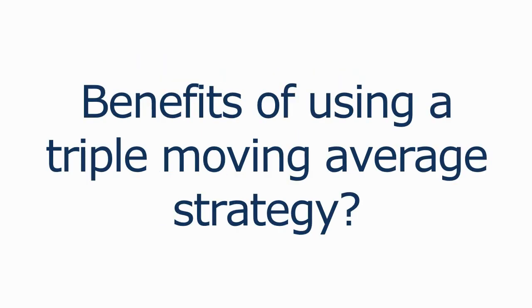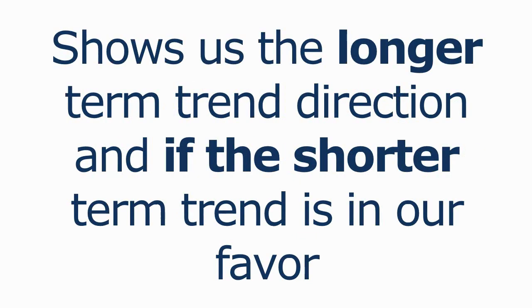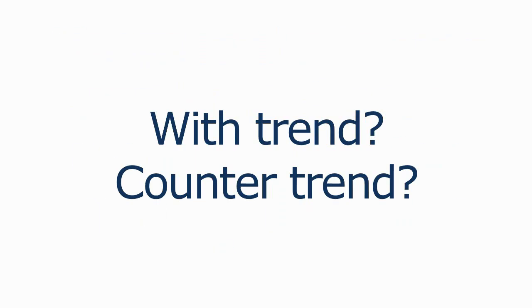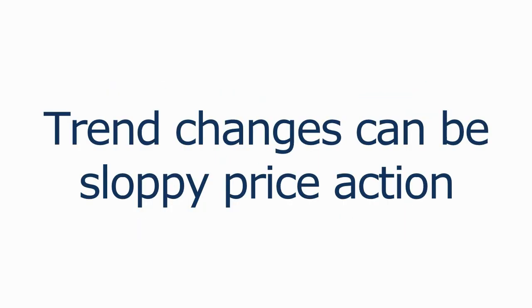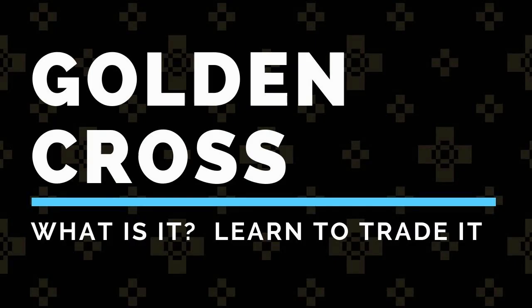So what are the benefits of using a triple moving average strategy? Well, it shows us the longer term trend direction. And if the short term trend is in our favor, we can see a shorter term trend to determine if we're going to be taking a with trend or even a counter trend trade. And you have to keep in mind that the lagging nature of moving averages is not going to enable us to pick tops and bottoms. That's not a bad thing, as at times when the trend does change, it can make for some pretty sloppy trading conditions. And the main difference between using just 2 averages, such as the golden cross strategy, and 3 averages is having a longer term trend direction.